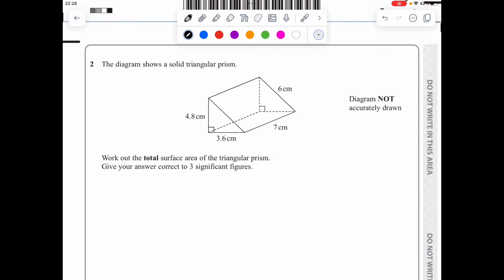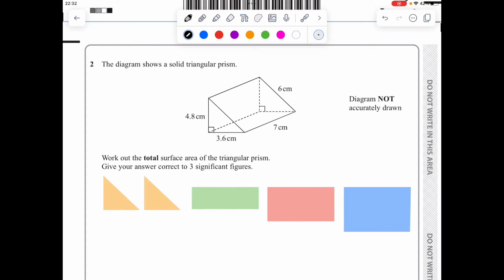In question 2, I need to find the total surface area of this triangular prism. Now this is made up of 5 shapes. I've got 2 triangles, a rectangle at the base, a rectangle standing vertically at the back, and a rectangle which is diagonal. So now I'm going to extract those 5 shapes, find the area of each, and then add them up. For the blue rectangle, I will need to find the width, and the width is this diagonal here.